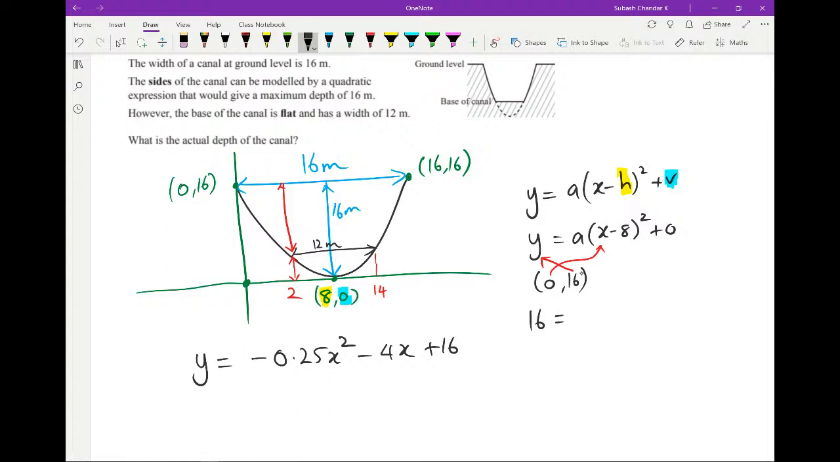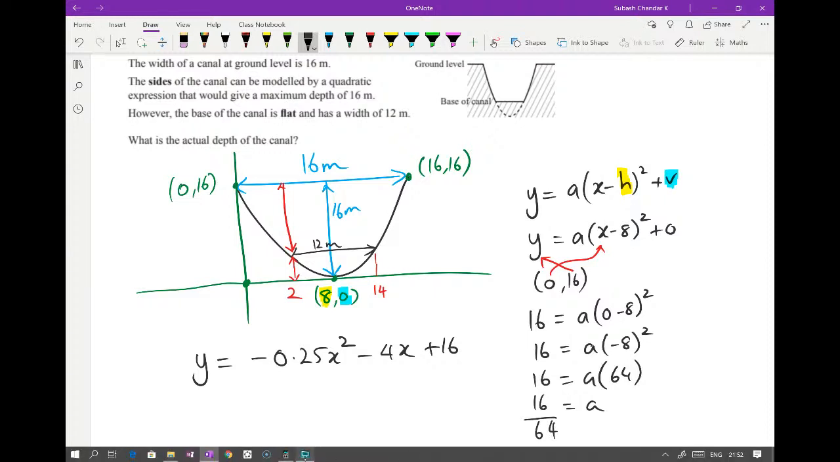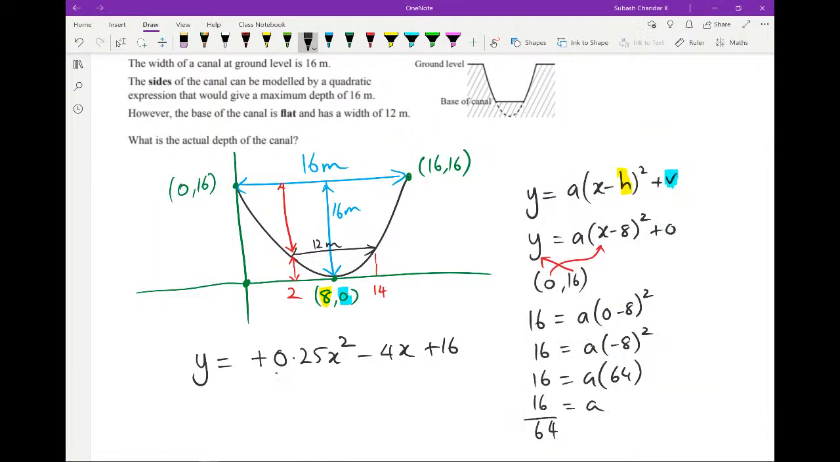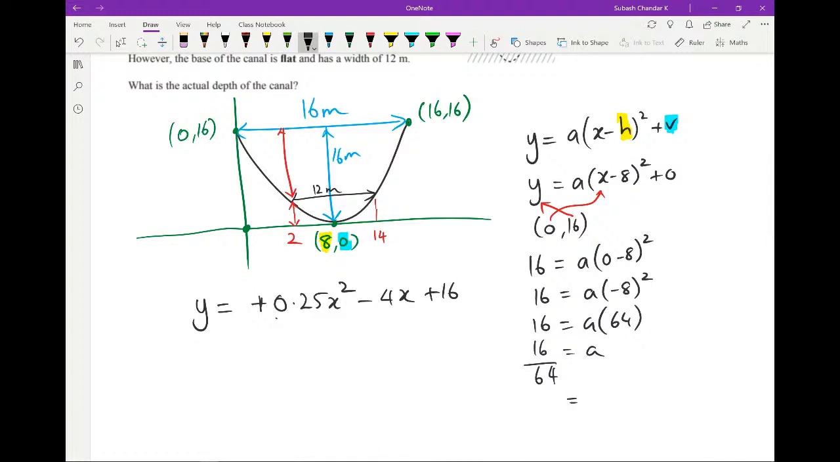And you've got 16 is equal to a times (0 minus 8) squared plus 0. Well, I don't need to worry about the plus 0. So 16 is equal to a times negative 8 squared. 16 equals a times 64. And then a is equal to 16 divided by 64. What have I done wrong? Something's not right here. Why am I getting a negative value for that? Did I copy that wrong? Oh, I did copy it wrong. That was supposed to be positive. There we go. So from here, you can see that a is equal to 0.25. So you can write your equation like this: 0.25(x minus 8) squared.